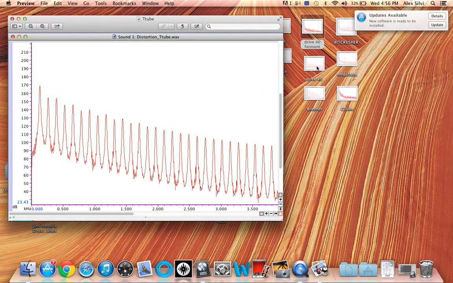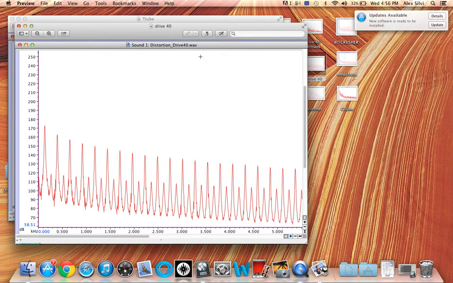So the next one, this is what the drive looks like up close. When we were talking about the odd harmonics, this is 130. This would be the odd, even, odd, even, odd. So all these higher harmonics are the odds.